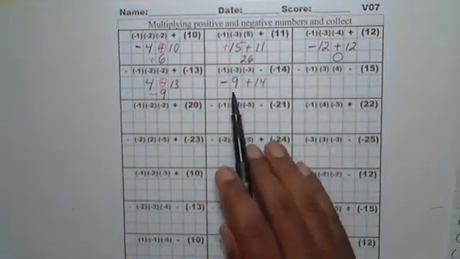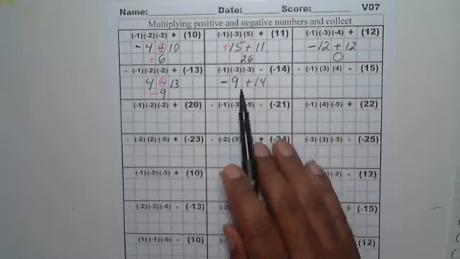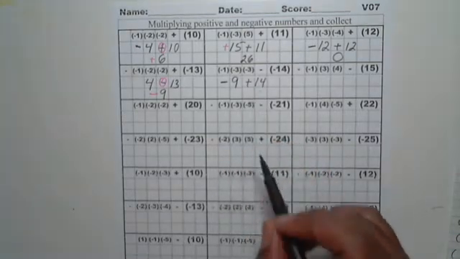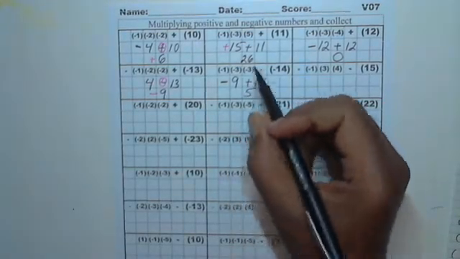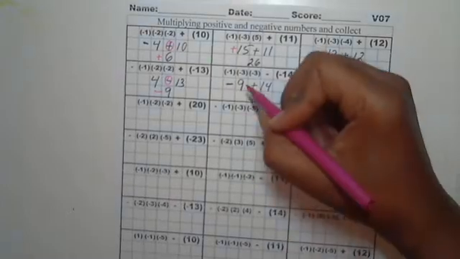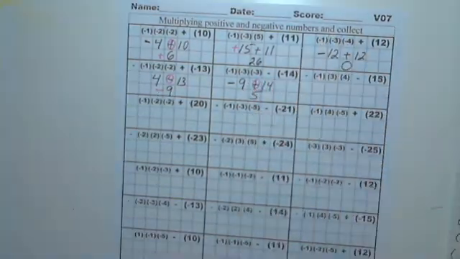Okay. Now these are different signs. So different signs are going to subtract. So 9 from 14 leaves 5. And the bigger sign always wins. The bigger sign is on the 14. So this will be a positive 5.